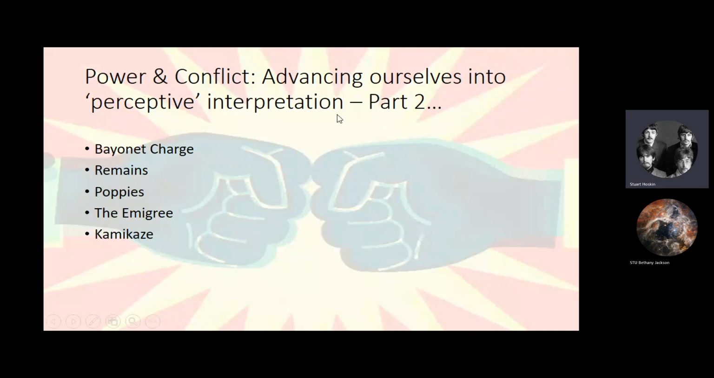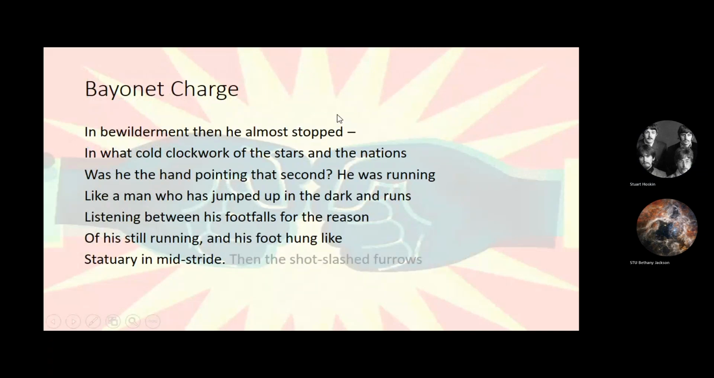So I'm going to start with Bayonet Charge, and I'm going to focus entirely on the second stanza of Bayonet Charge. Now, if you're bringing Bayonet Charge in, and that will be what you'll be doing if you're writing about it, and I think it's a very good one to use as well. It not only deals with power and conflict very well, it deals with emotions very effectively, and it has that level of challenge that can move on.